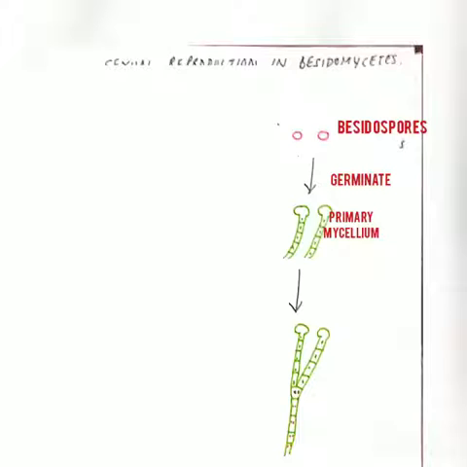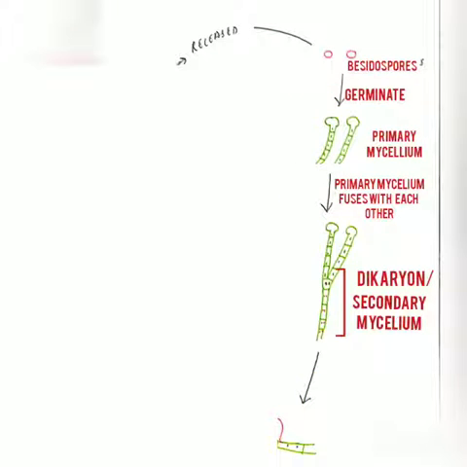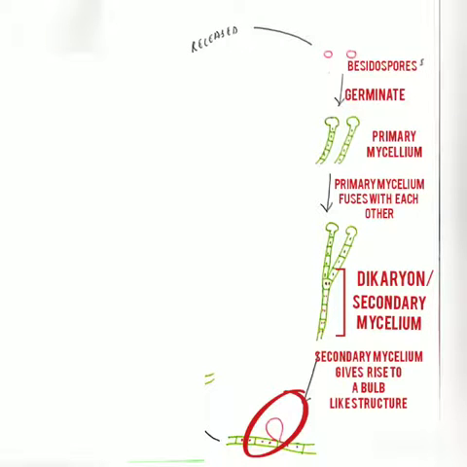These primary mycelium grow towards each other and eventually fuse with each other to produce secondary mycelium. In secondary hypha, you will see two nuclei in each compartment. Hence, they are also known as dikaryon. Di means two and karyon means nucleus. Hence, dikaryon.